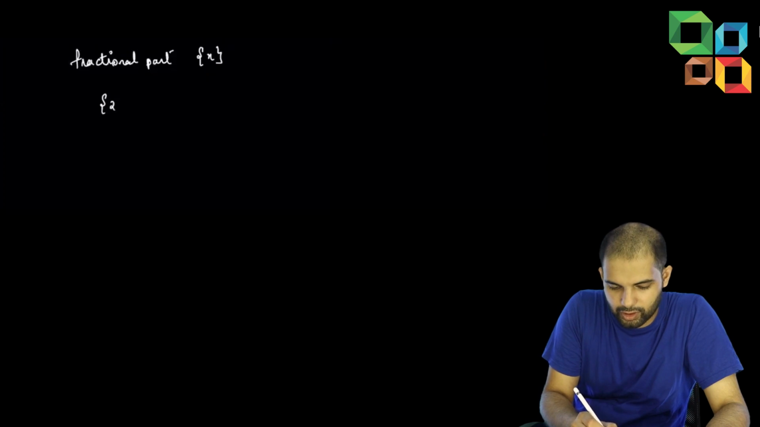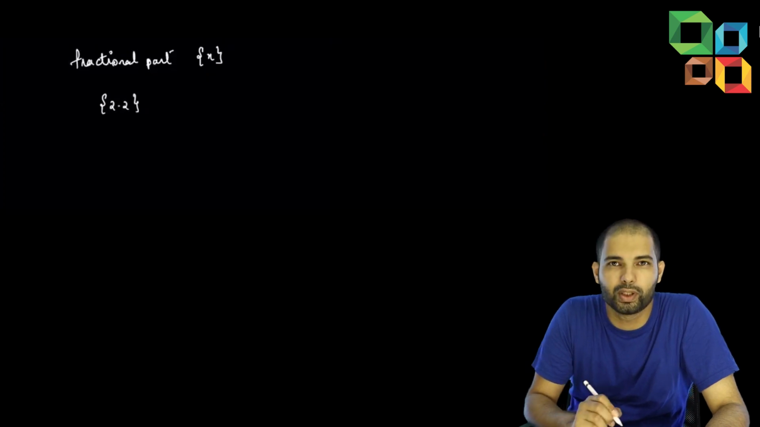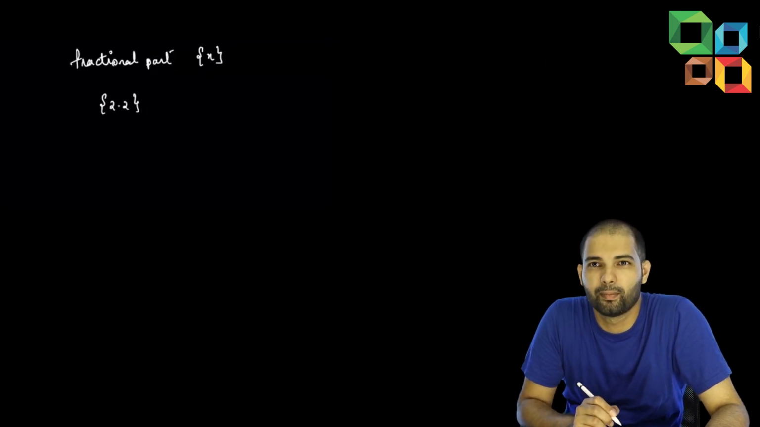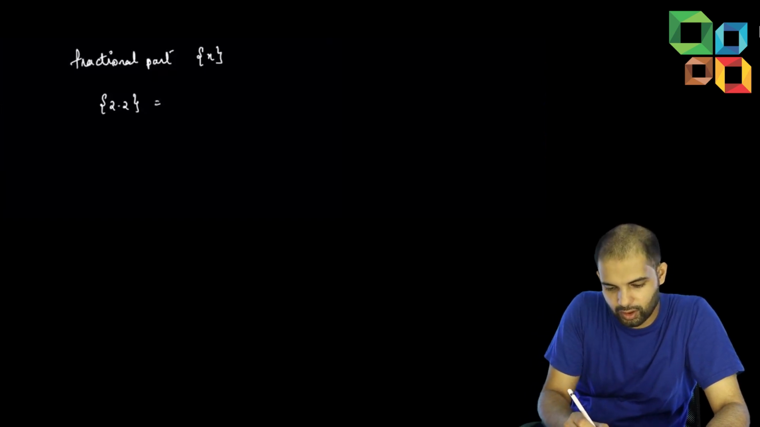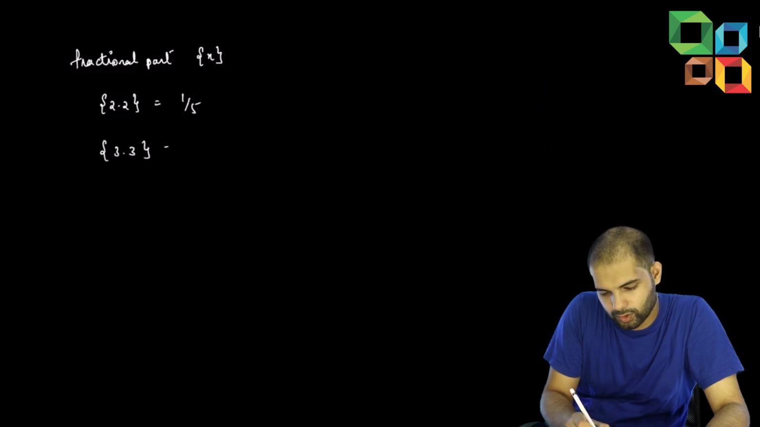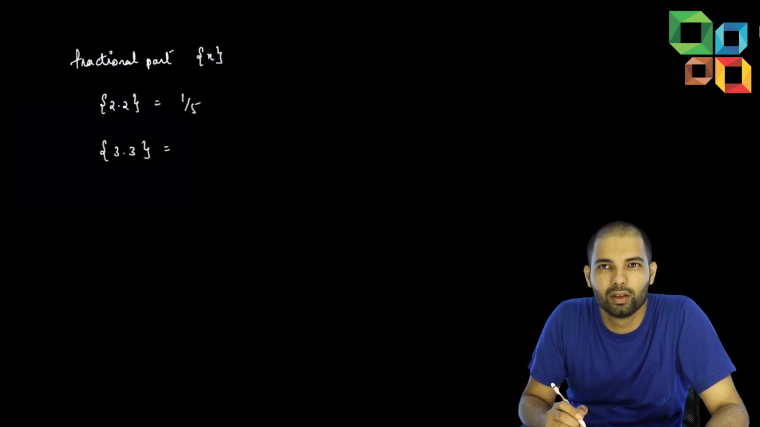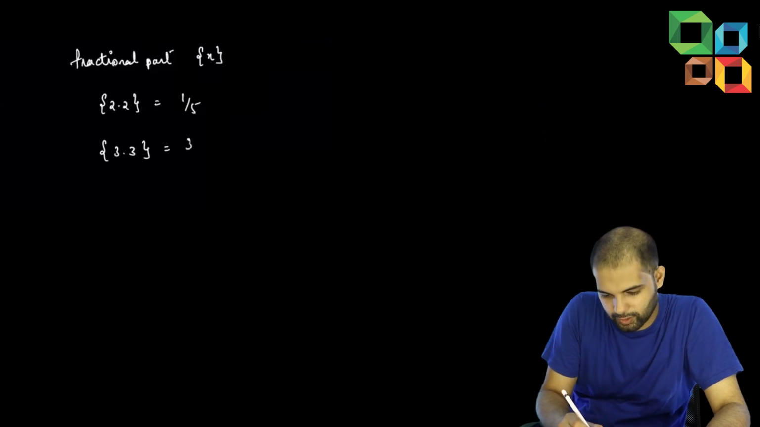Let us take examples. Fractional part of 2.2. What is this equal to? Can anyone tell? What do you think it is equal to? 1 by 5, 2 by 10. 2 by 10 is the same as 1 by 5. Okay, fine. So what about say 3.3? What is this now? 3 by 10. Okay, fine.